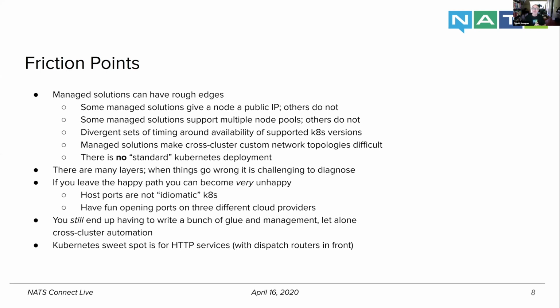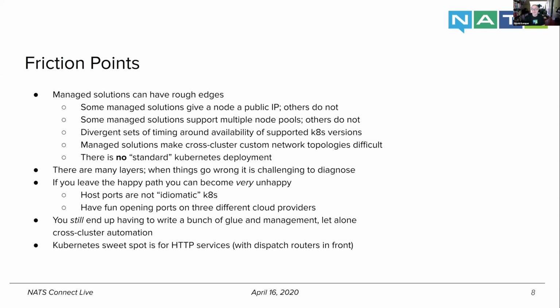There are also many layers. When things go wrong, it's challenging to diagnose. You have a network glitch. Is it the VM? Is it the NAT server? It's usually not the NAT server. Is it going to be Kubernetes? Is it going to be your DNS provider? It's all very complicated when there's a glitch. If you leave the happy path, things can be very unhappy.